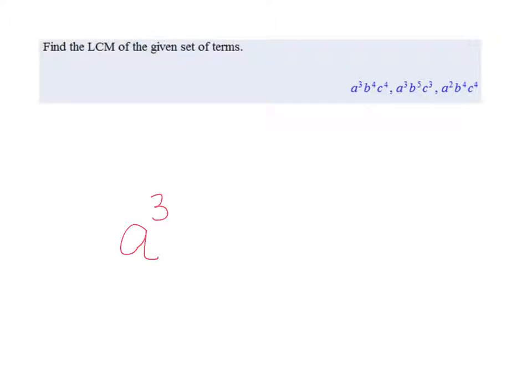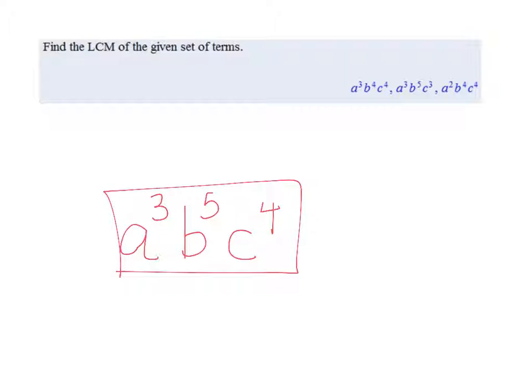And then I'm going to do the b's. Let's look at each one of the b's. This one says b to the fourth, b to the fifth, b to the fourth. So I'm going to need a b, and I want to pick it to the highest power, so it looks like that second term was to the fifth. And then let's look at the c's. The first term is to the fourth, the next one's to the third, and then to the fourth. So the highest power would be to the fourth. And there's your least common multiple.